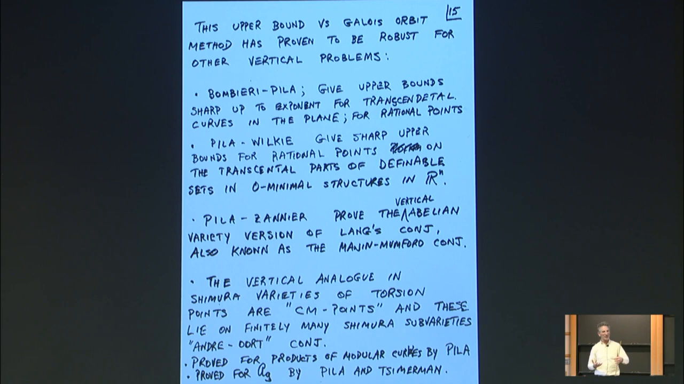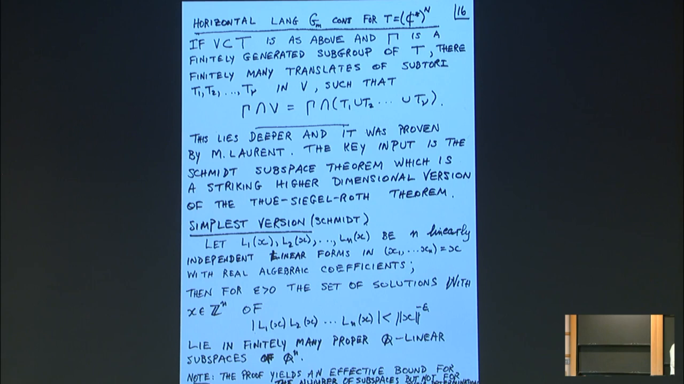In the case of abelian varieties, that's the Manin-Mumford conjecture. All of these can be proved by this method in the vertical. But what we need in this problem is the horizontal, which lies much deeper, much, much deeper. And it starts with Roth or with Thue-Siegel. And let me explain the horizontal version. So now we have a subvariety of a torus. Everything's the same. And I have a finitely generated subgroup of rank R, R generators. And I ask, what is the intersection of all the elements in this finitely generated subgroup with the subvariety?